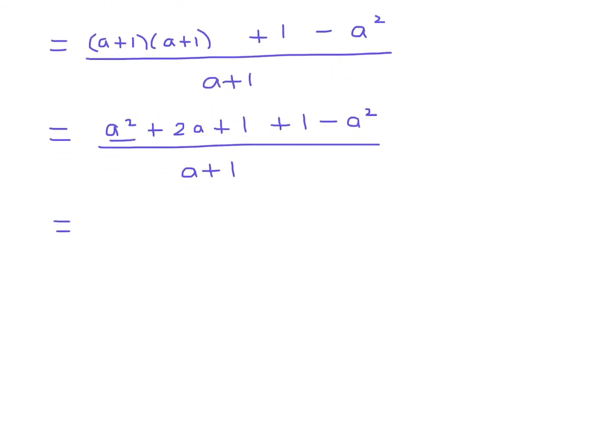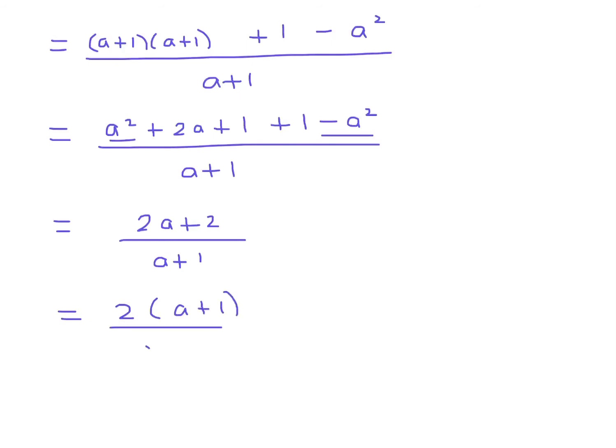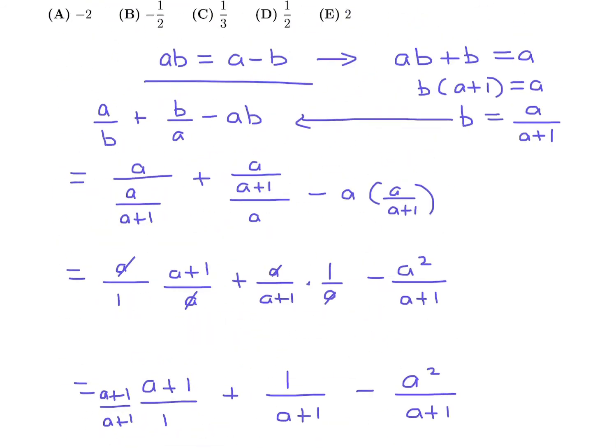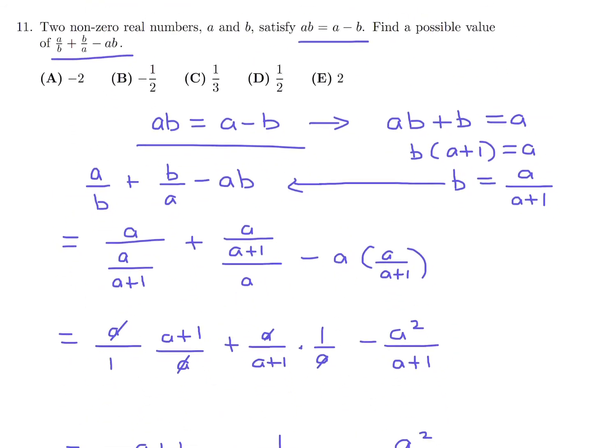And looks like the a squareds cancel out. So I'm left with 2a plus 2 over a plus 1. Factor out the 2 on the numerator and we get a plus 1 all over a plus 1. And then finally, these cancel. So when it's all said and done, I am left with just the number 2. And that would be choice E.